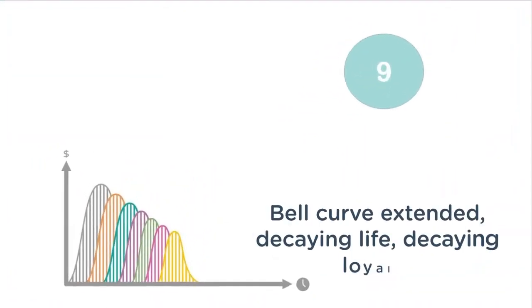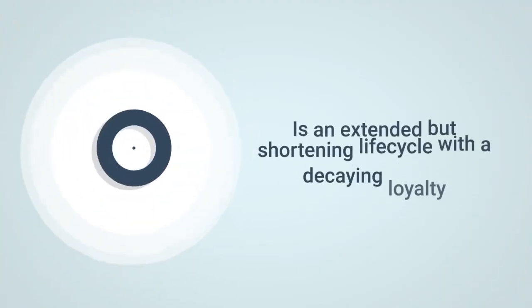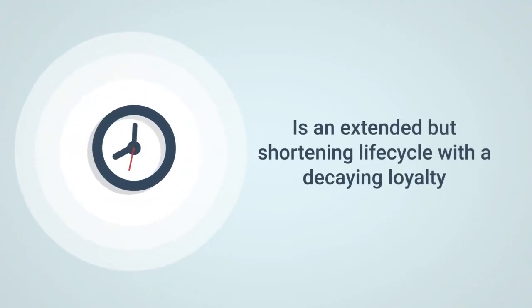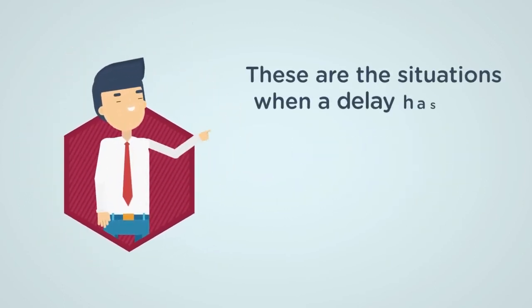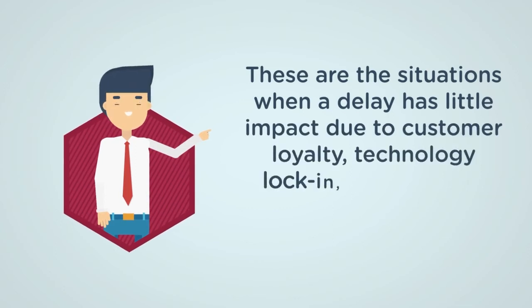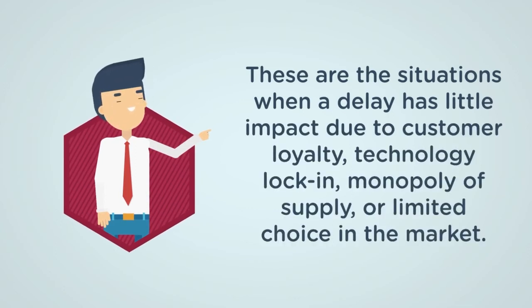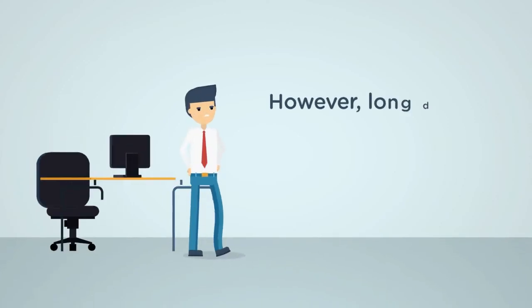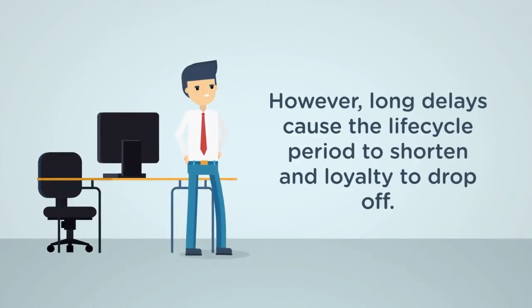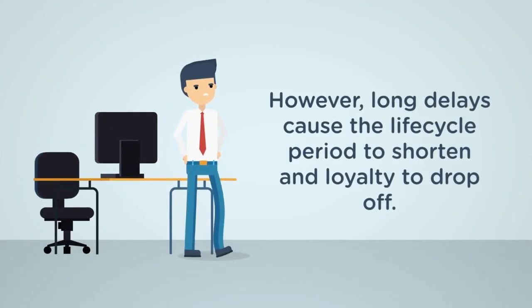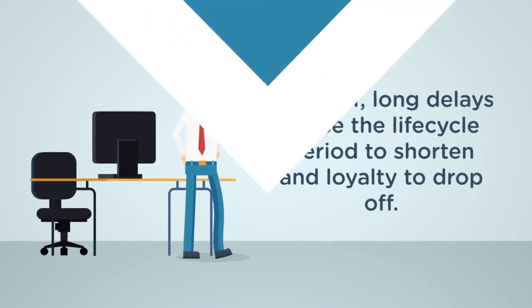Bell curve extended, decaying life, decaying loyalty. This models an extended but shortening life cycle, together with decaying loyalty. These are situations where a delay in releasing a product, feature, or service beyond the desired date has little impact due to customer loyalty, technology lock-in, monopoly of supply, or limited choice in the market. However, long delays cause the lifecycle period to shorten and loyalty to drop off.